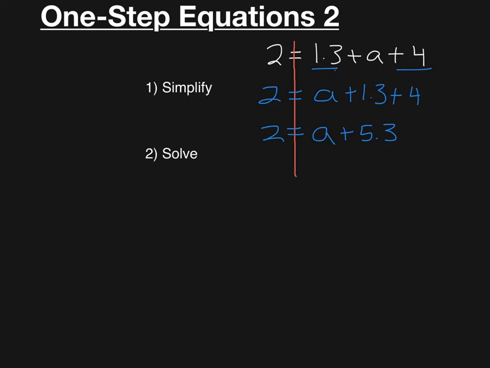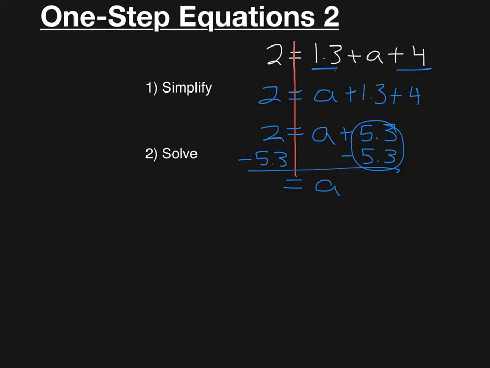So now here I have a one-step equation, and I can use the subtraction property of equality to solve it, right? Since I see addition here, I'm going to use subtraction, the inverse operation, to solve. So I'm going to subtract 5.3 from both sides. And this works because 5.3 minus 5.3 is 0. So I'm left with a equals 2 minus 5.3.